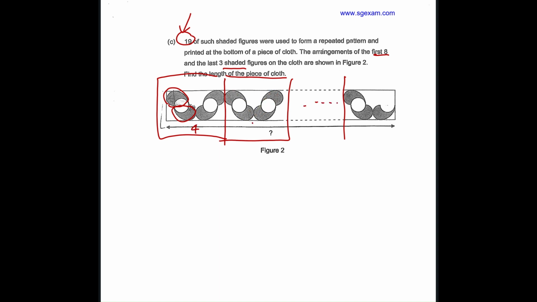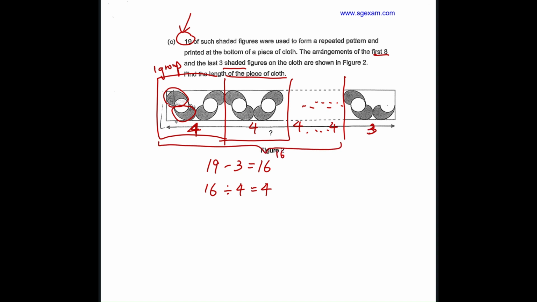So there'll be 4 of them, then 4 of them, and many 4s, and it will end off with the 3 of them. So 19 minus 3, we get 16. 16 divided by 4, we get 4. So there are 4 groups, and one group has 4. 19 minus away this 3, from here to here, there are 16 of these figures in groups of 4. So there are 4 groups.